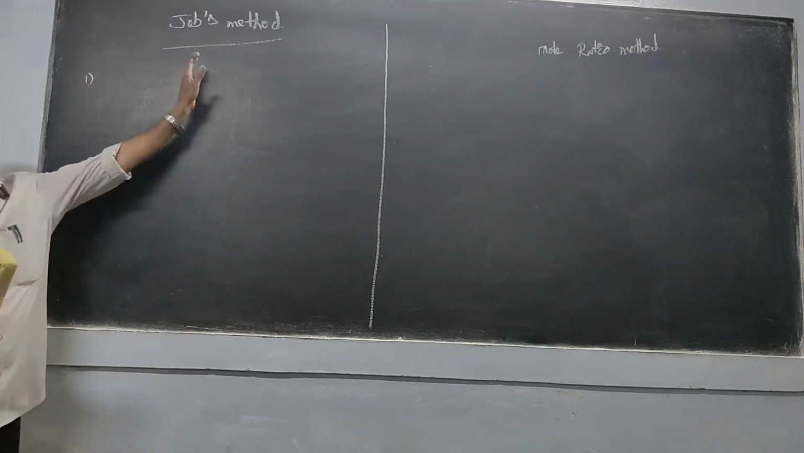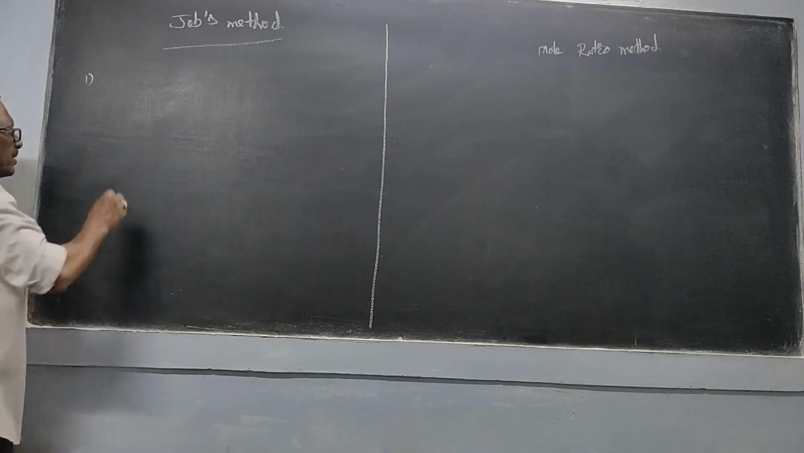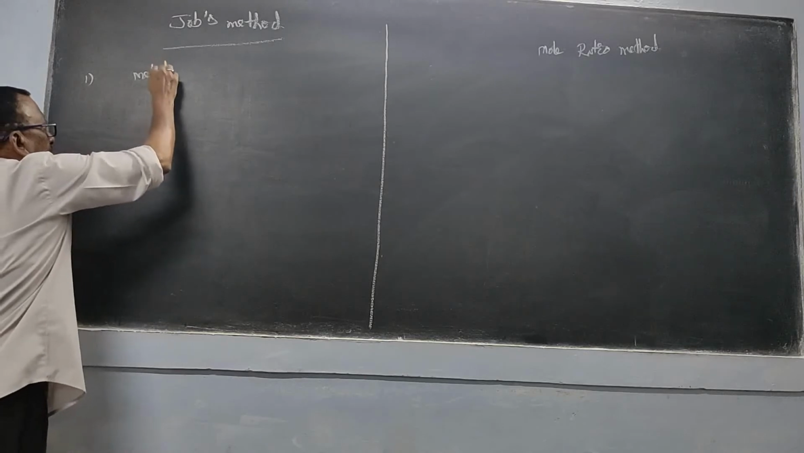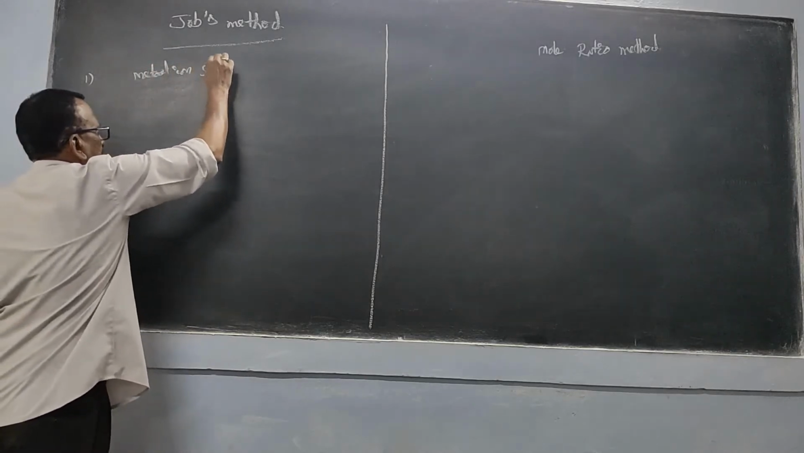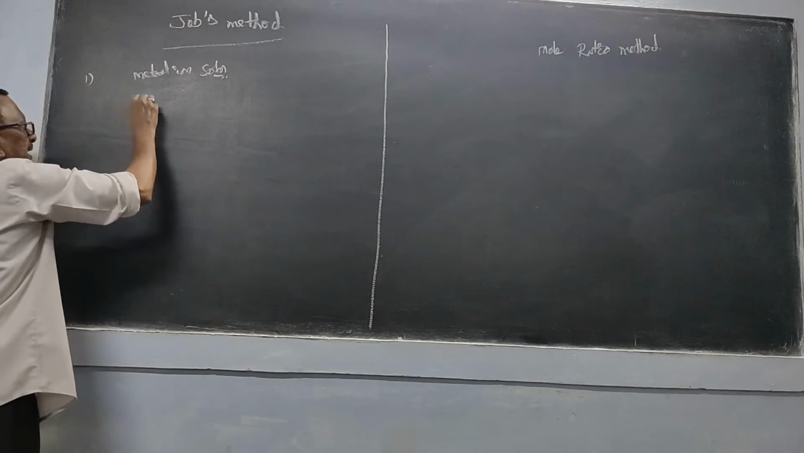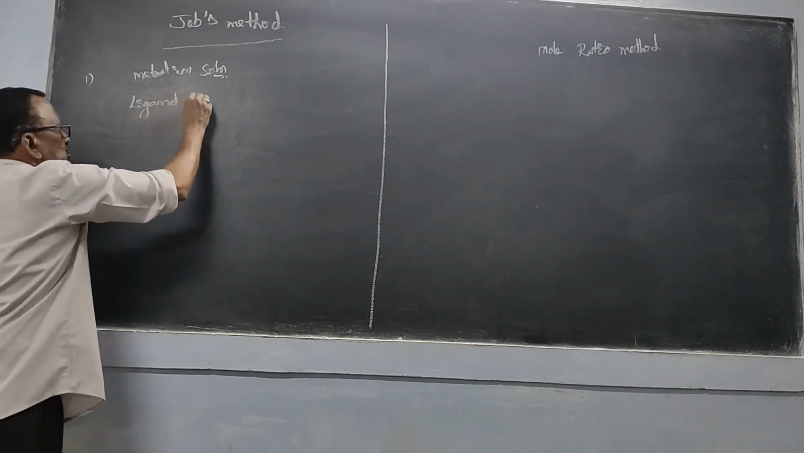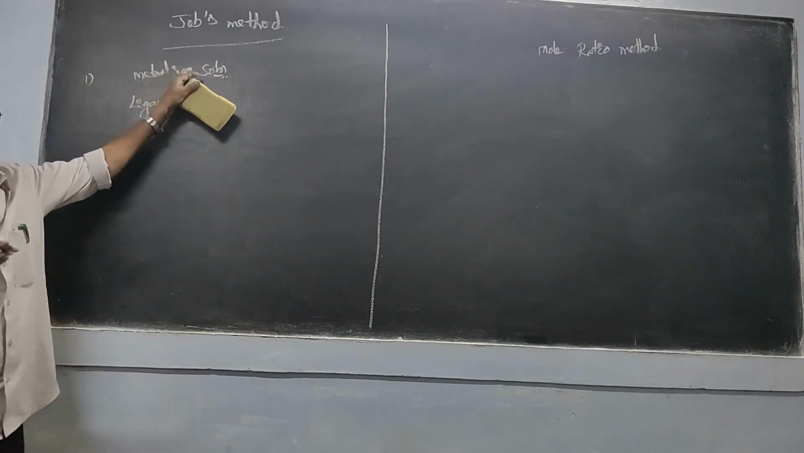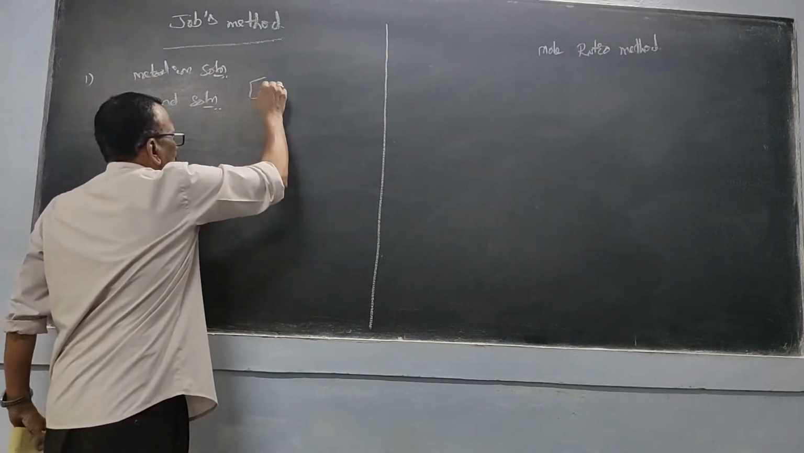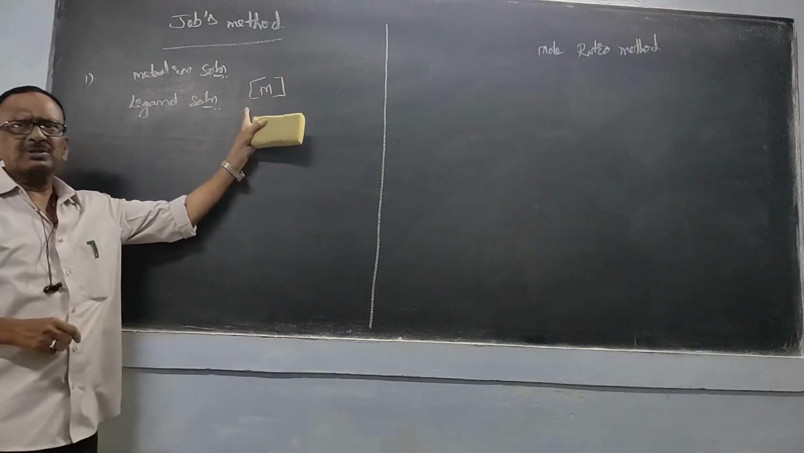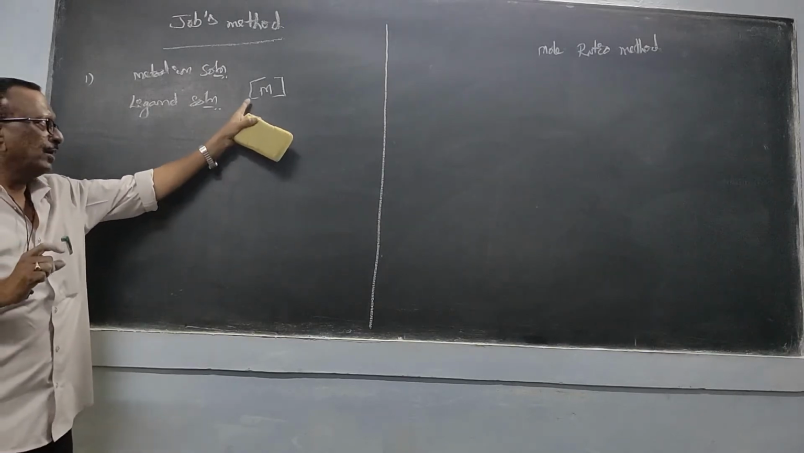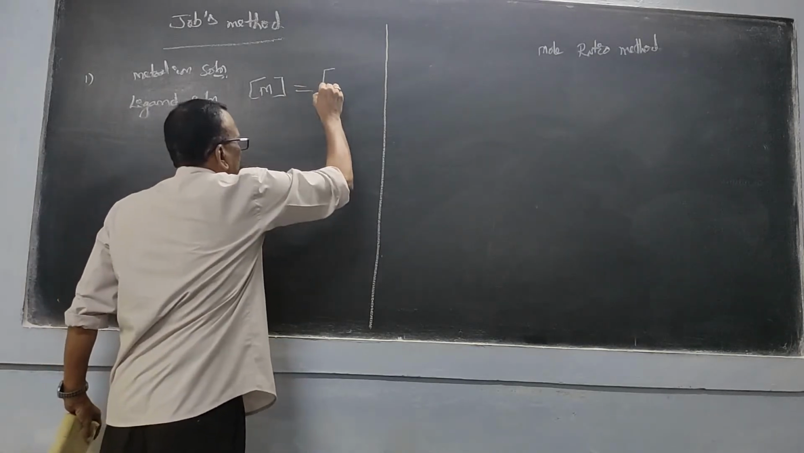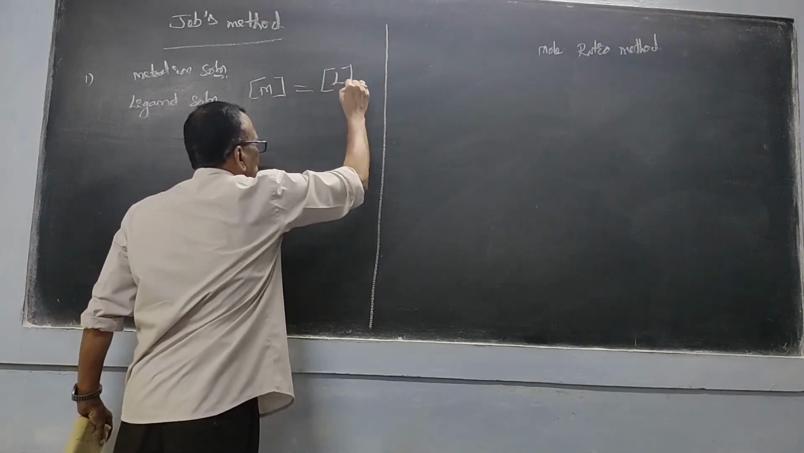Now come to the Job's method. In the Job's method, first prepare the metal ion solution and the ligand solution separately. In the Job's method, the concentration, you must read the square bracket as concentration. So the concentration of the metal ion solution is equal to the concentration of the ligand solution.